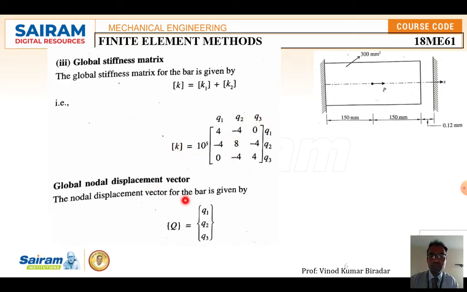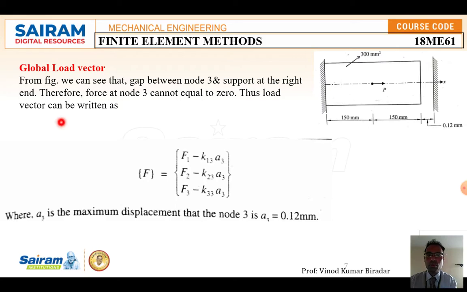And the nodal displacement vector, since there are 3 nodes, is q1 q2 q3, that is u1 u2 u3, both are the same. Now the global load vector, the force vector, is most important here.